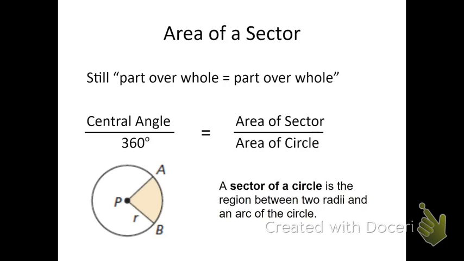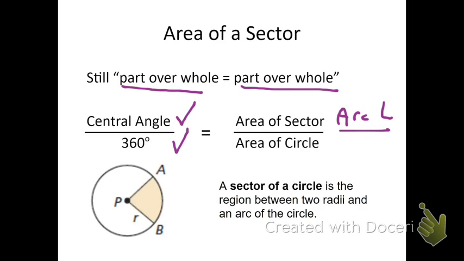To find it, we're still going to do part over whole over part over whole. Now, that's in reference to when we found arc length. When we did arc length, we did central angle over 360 is proportional to the arc length over the circumference. All right, well, that ratio between the arc length and the circumference is also proportional to the area of the sector over the area of the circle.